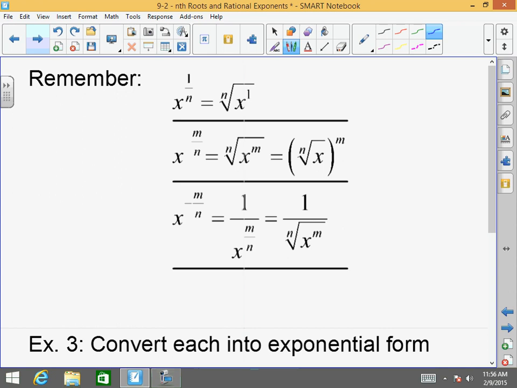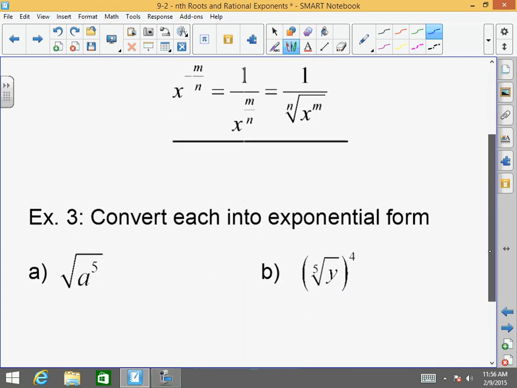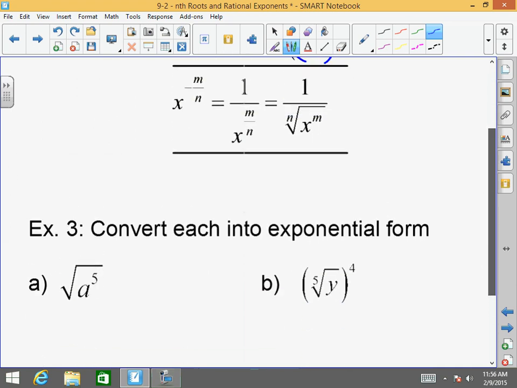So let's remember, x to the 1 over n is the nth root of x to the 1st power. X to the m over n is the nth root of x to the m power, or the nth root of x, all of it raised to the m power. And x to the negative m over n equals 1 over x to the m over n, which equals 1 over the nth root of x to the m power.